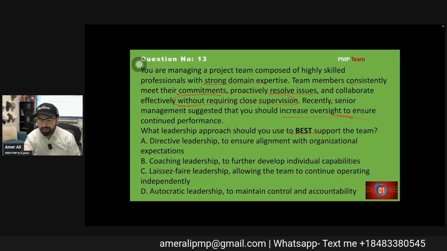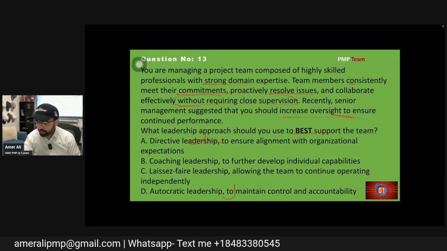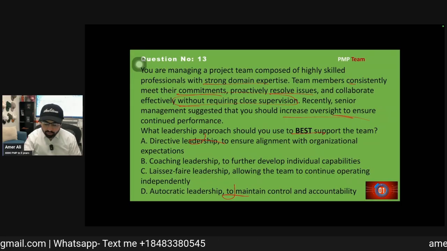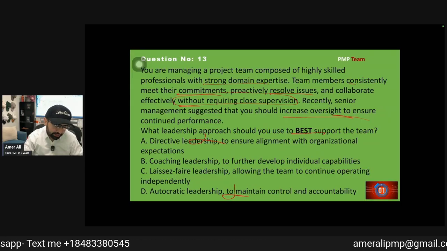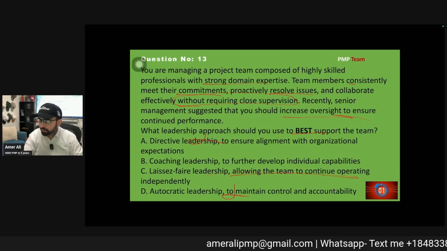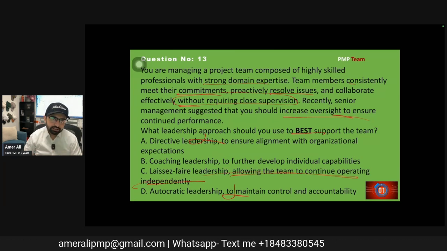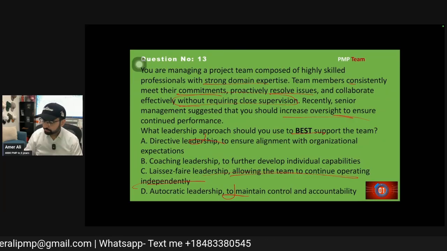Directive, they already know the things. Coaching, they already have the abilities. Autocratic, never. So A and D are out of the way. The only thing is they are already working. If you disturb them, that will destroy the entire thing. Very important question.